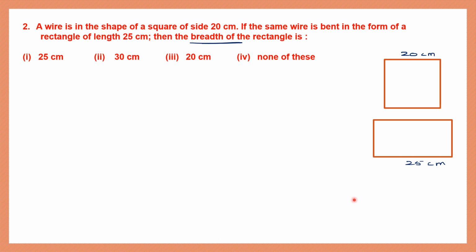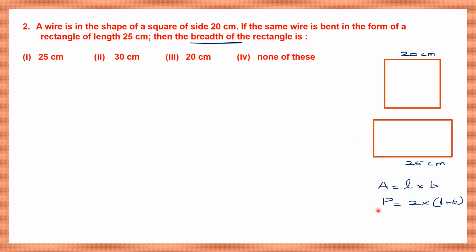So now what is the formula to find the breadth of a rectangle? Now we can find the breadth of the rectangle either with the help of the area, that is area of a rectangle is length into breadth, or perimeter of the rectangle is 2 into length plus breadth. So if we use one of these formula, we'll be able to find the value of the breadth. But here, as you can see, here we are only told the side of a square. And the same wire is bent in the form of a rectangle. That means the perimeter of the square and the perimeter of the rectangle are going to be the same.